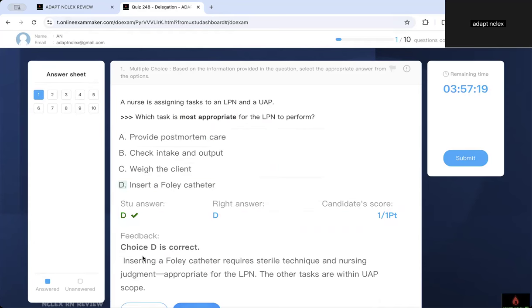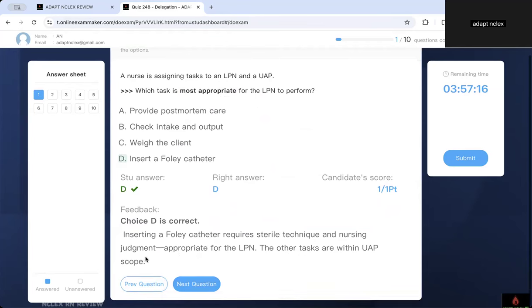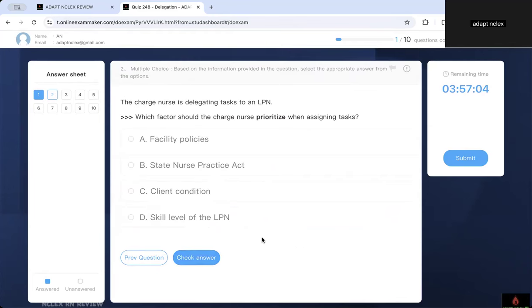So this is the way we're going to approach this question, and this is the explanation. Inserting a Foley catheter requires sterile technique. Therefore, a UAP cannot do that. This requires some nursing process that the LPN will be able to do. This was a tricky question, with a low score based on my QBank. There's a reason why. I understand why. A lot of people pick the wrong answer.